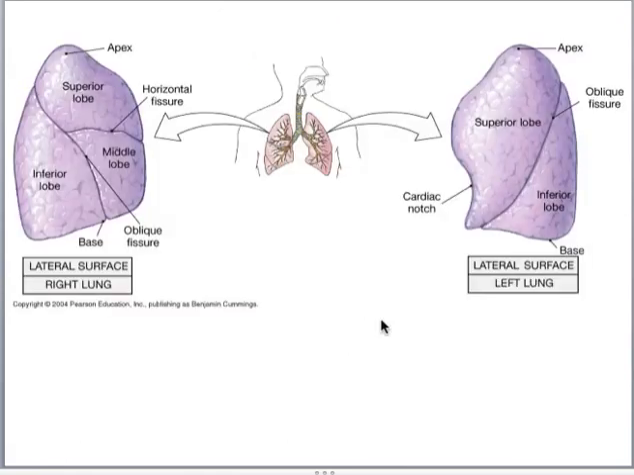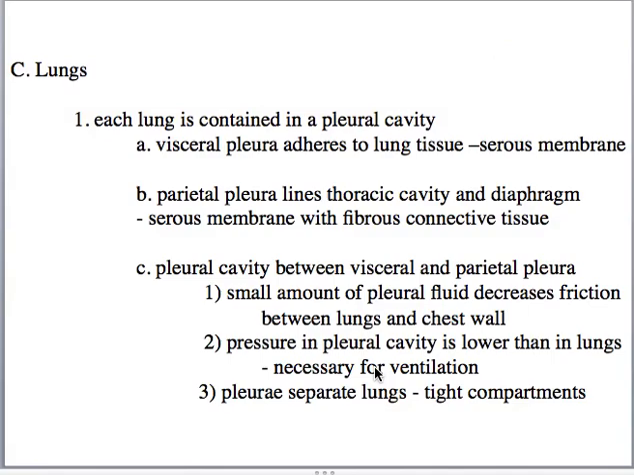Here we are showing you just an image of the right lung, the lateral surface, and there are 3 lobes to the right lung. I always like to think of tri-rhi. There's 3 lobes on the right side and 2 on the left side. And we'll learn about those in lab.